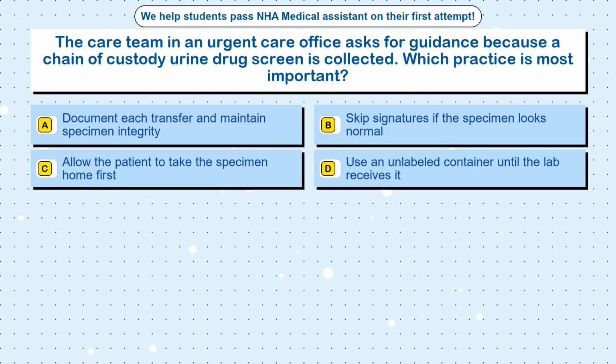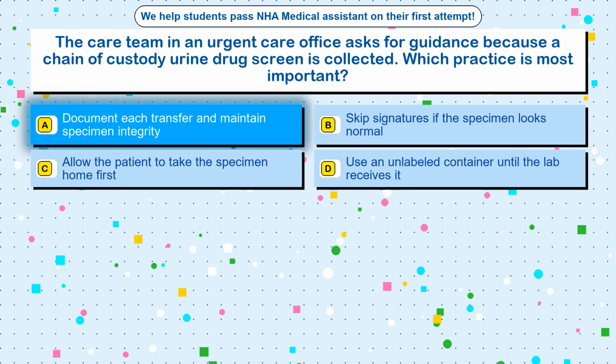Question 46. The care team in an urgent care office asks for guidance because a chain of custody urine drug screen is collected. Which practice is most important? Option A. Document each transfer and maintain specimen integrity. Option B. Skip signatures if the specimen looks normal. Option C. Allow the patient to take the specimen home first. Option D. Use an unlabeled container until the lab receives it. The correct answer is option A.